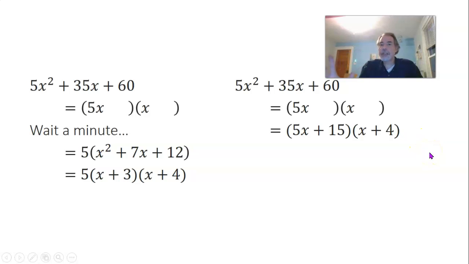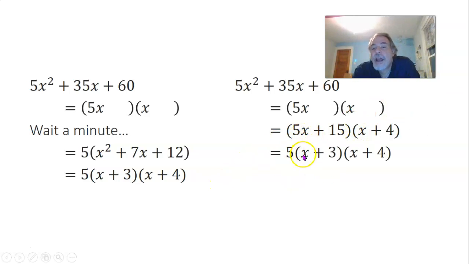But we wouldn't want to just leave it at that. That's not a good final answer because that's not factored completely, because 5x plus 15, we can still do something with that. We can take that and pull out a 5. And when we do, it's 5 times x plus 3 times x plus 4.